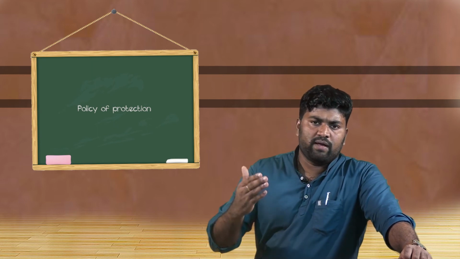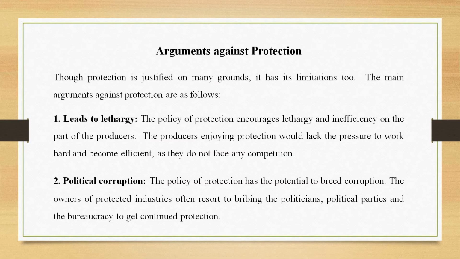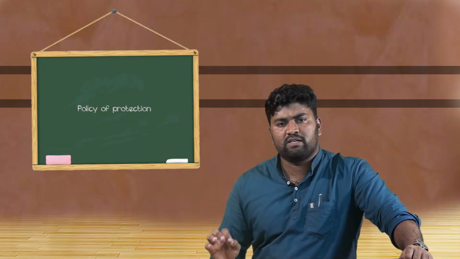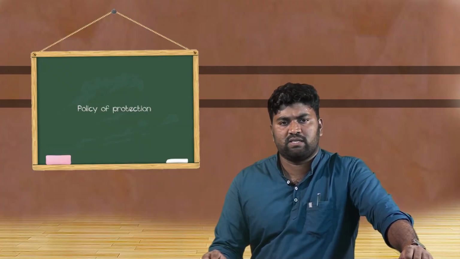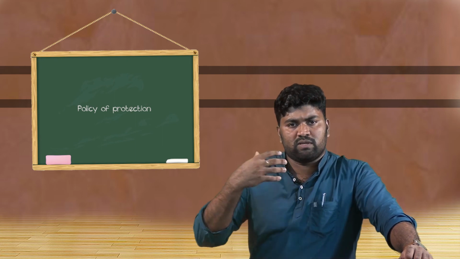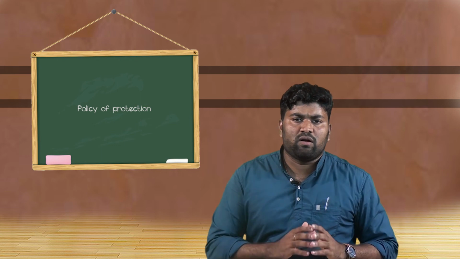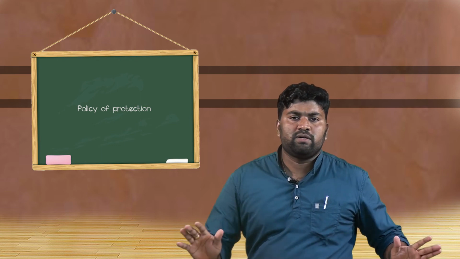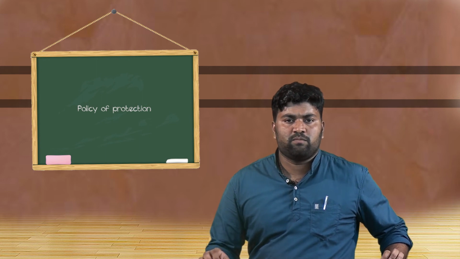Dear friends, so far we have discussed the favorable arguments. Now we go for the arguments against protection, or disadvantages. The first is that it leads to lethargy. Lethargy means lethargic behavior of the domestic industries. If too much protection is given to an industry, then the industry will not work up to its capacity, and it leads to lethargic production processes.